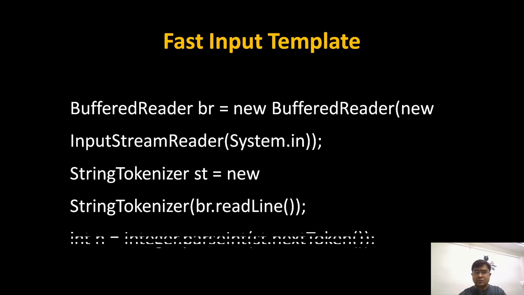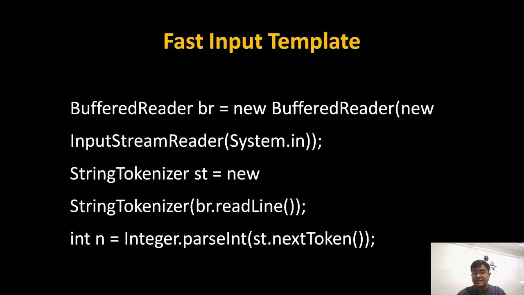Now let's understand the real magic, right? You have a BufferedReader here: BufferedReader br equal to new BufferedReader, new InputStreamReader System.in. This reads raw text directly from the system. Okay, this is the first step. The second step is StringTokenizer: StringTokenizer st is equal to new StringTokenizer br.readLine. This splits your input line into tokens.